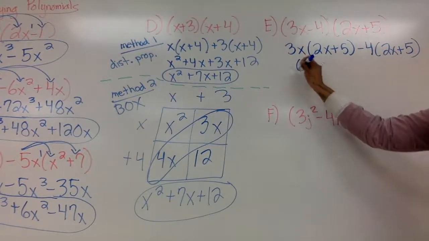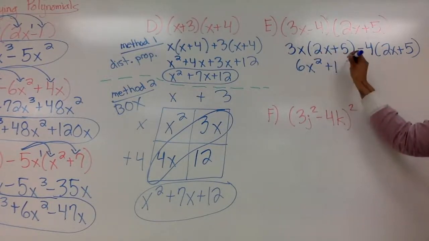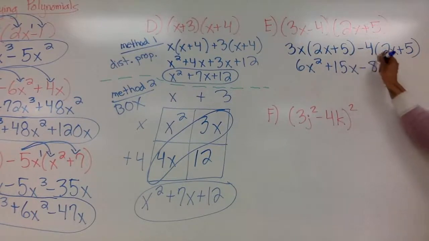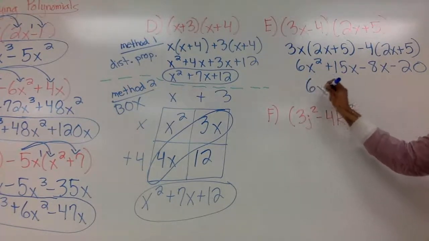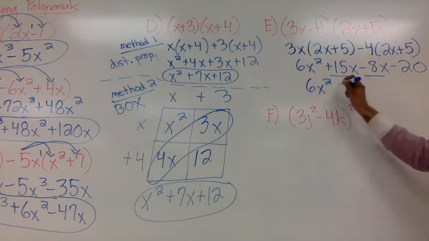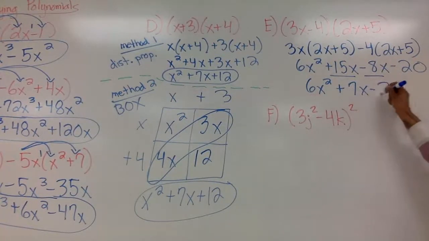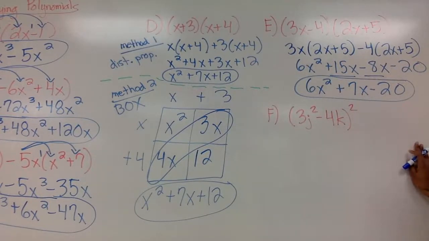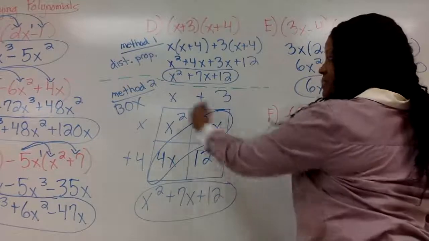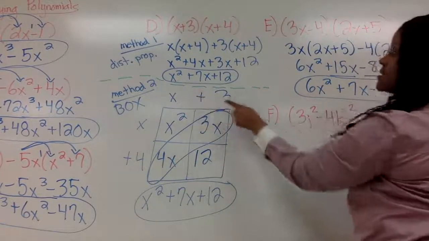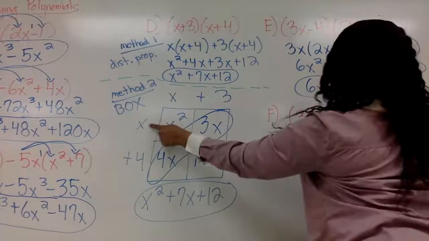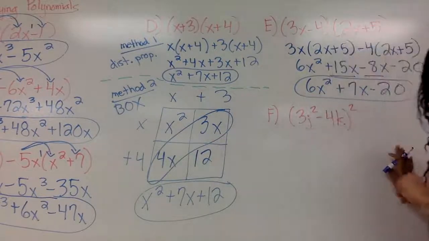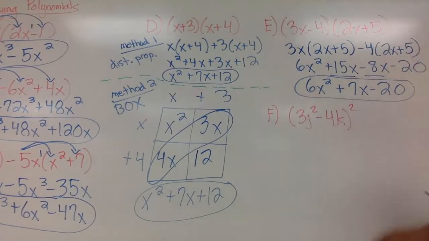Now we distribute. This gives me 6x squared plus 15x minus 8x minus 20. Combine like terms, which have the same variable raised to the same exponent. So my final answer is 6x squared plus 7x minus 20. And if you were to do the box method with this problem, you would still set up this 2x2 box here. You put 3x minus 4 on top and 2x plus 5 on the side.